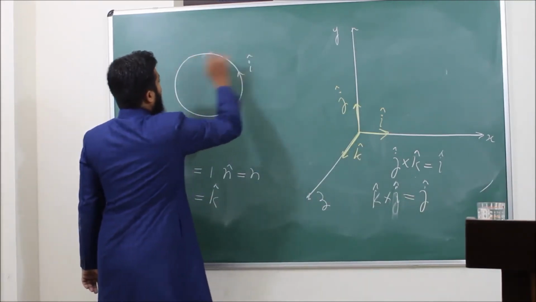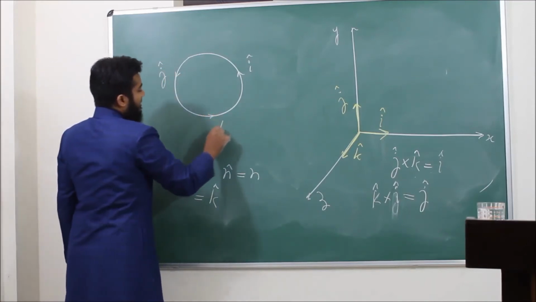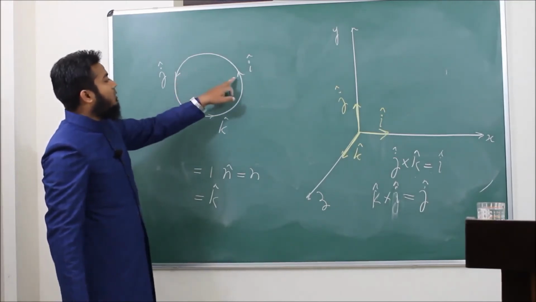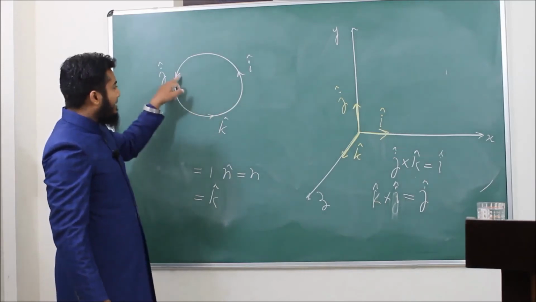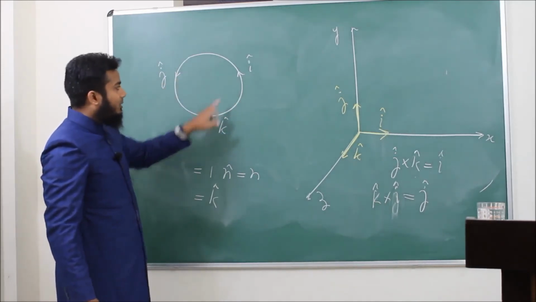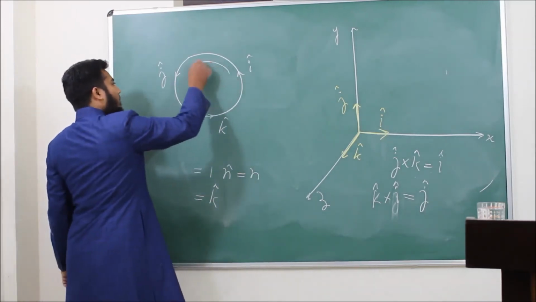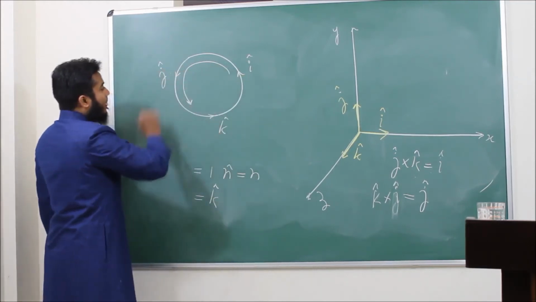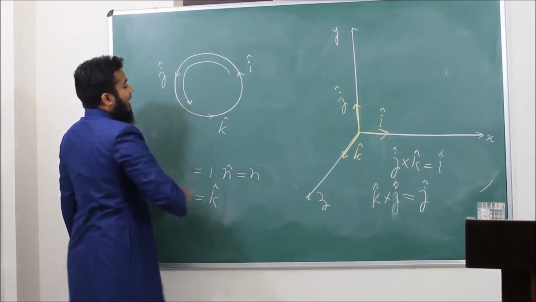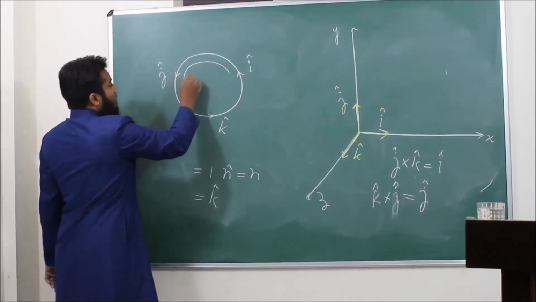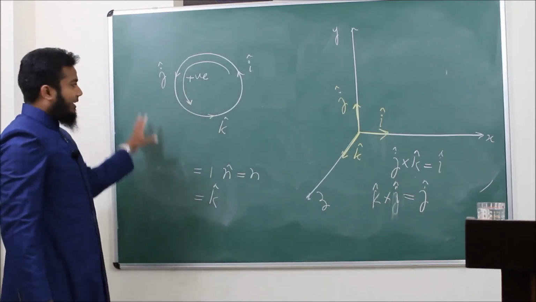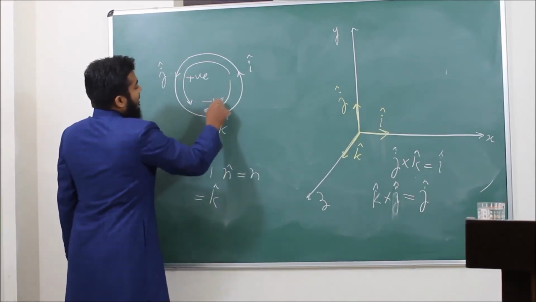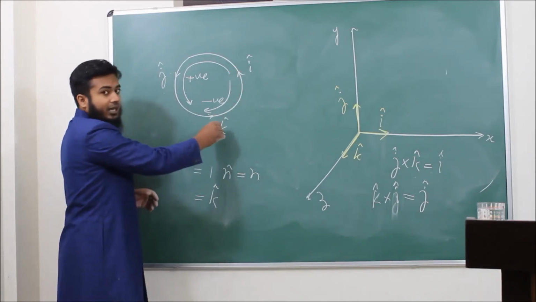Here we have I, and this is J, and this is K. So I cross J will be K, and J cross K will be I, and K cross I will be J. So if you go in anti-clockwise sense, then you will get I cross J plus K, and J cross K plus I, and K cross I plus J. So if you are moving in this circle along the anti-clockwise sense, then you will get positive unit vectors. And if you move in this circle in clockwise sense, that is I cross K, that will be minus J.